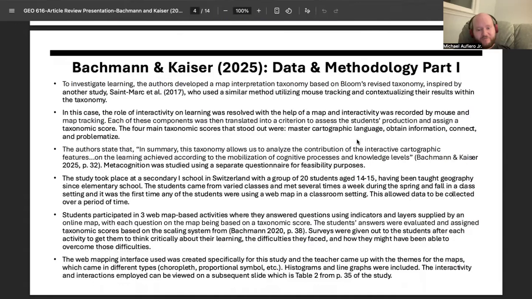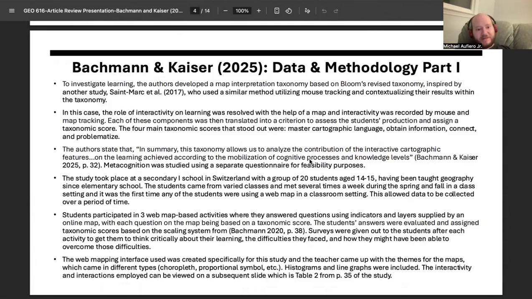But basically, what they're saying is the mobilization of cognitive processes and knowledge levels can be assessed using the taxonomy system, because the interactive cartographic features are being pointed out and being converted to those scores, and those scores can be analyzed through statistical analysis, which I'll get to in a few minutes, and that will tell them if there's a correlation between the interactivity and learning or not, by seeing if it's correlated with the taxonomic system that they developed.